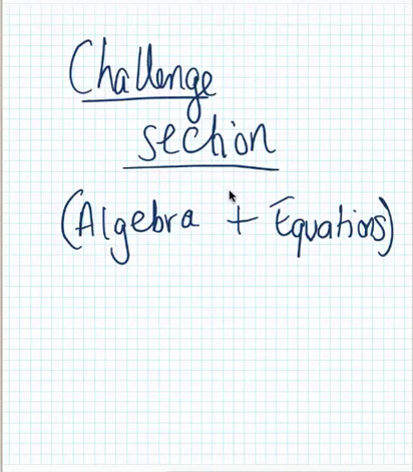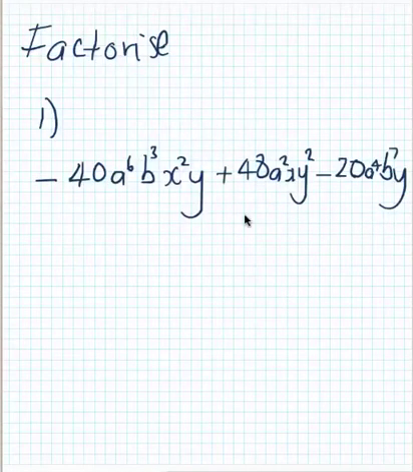Okay, this next section is our challenge section on our algebra and equations practice test. Okay, I just managed to squeeze it in. So with this one, you notice that there's a negative out here. So we will have to take out a negative as a factor, because we don't want a negative at the beginning, and it's also an important skill to be able to do. So remember, whenever you take a negative out as a factor, all the signs in the brackets will change.